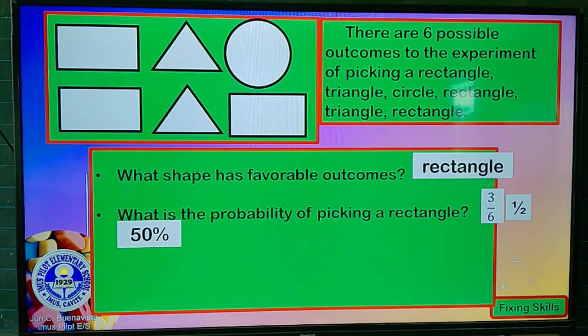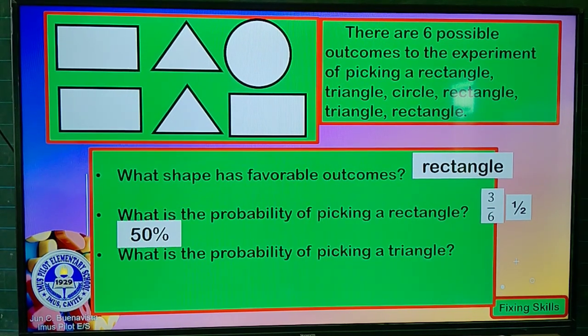Okay? Next question. What is the probability of picking a triangle? How many triangles do we have? 2 triangles. And how many shapes do we have? 6. Therefore, the probability of picking a triangle is 2/6. Okay, 2/6 in lowest term is 1/3. Why 1/3? 2 divided by 2 is 1, and 6 divided by 2 equals 3.